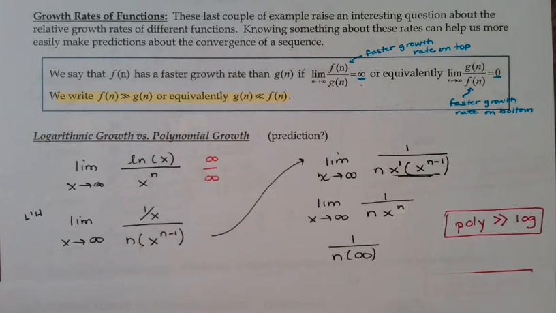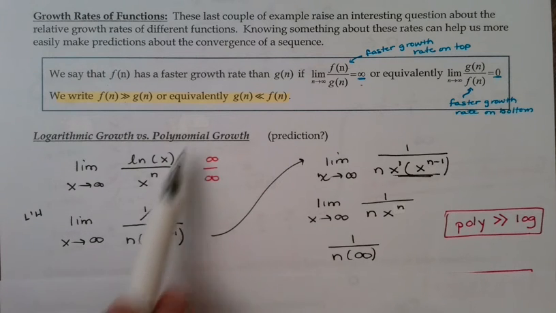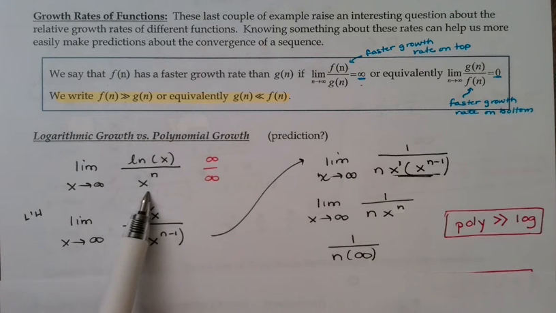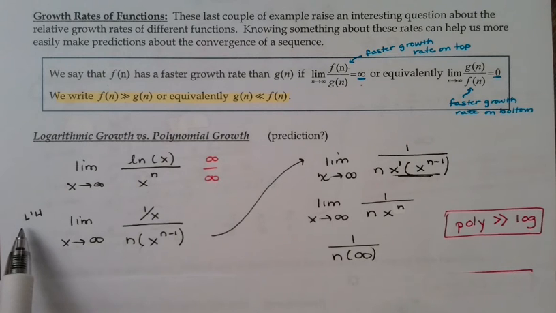So, we're going to take the limit as x goes to infinity of a logarithmic function, and I'm choosing ln x, as compared to a polynomial function. Generically, I'm just going to call it x to the n power. And notice that right now, as x goes to infinity, both the top and the bottom go to infinity, meaning we have the infinity over infinity indeterminate form. That means that we can use L'Hopital's rule.